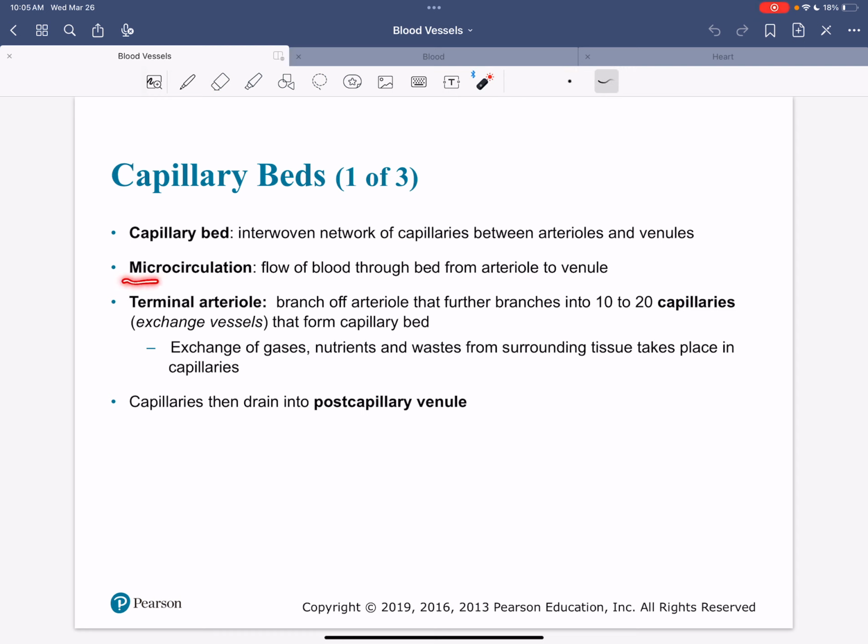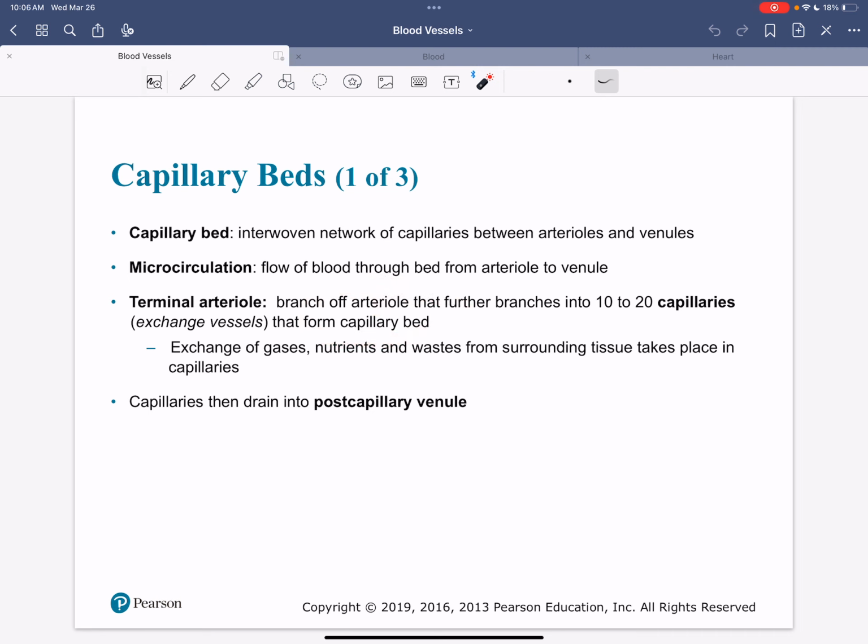We can think of this as a microcirculation, flow of blood through the bed from the arteriole to the venule. We also have these terminal arterioles. They branch off arterioles and further branch into somewhere between 10 to 20 capillaries. And of course, the capillaries are where we're going to do the exchange. In total, this forms a capillary bed. We'll have a look at a diagram very shortly.